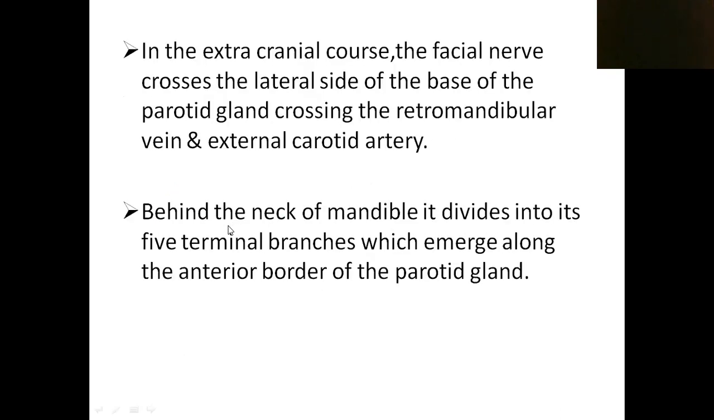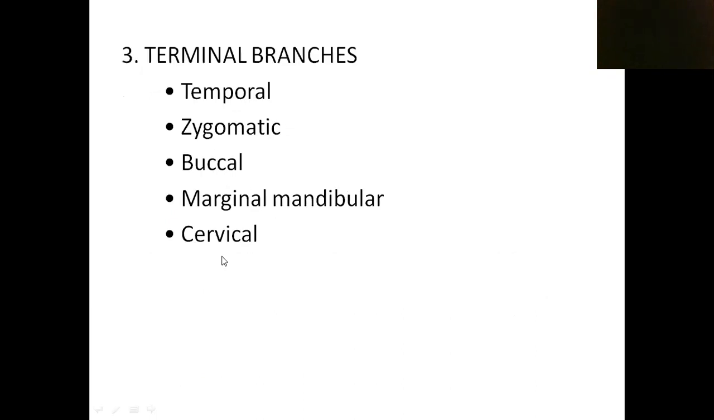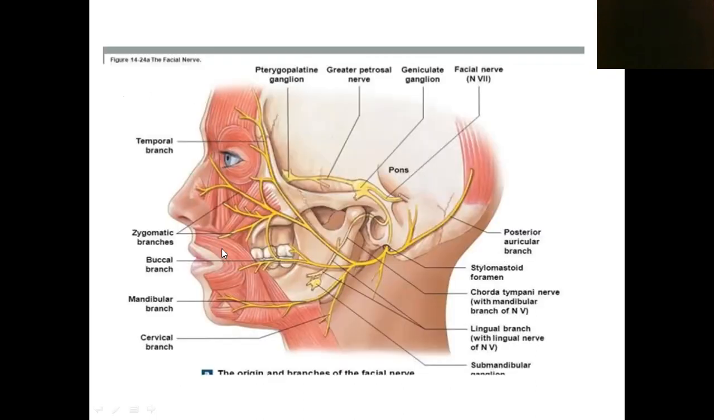So those are the details of the facial nerve. That's all about the facial nerve. Now, clinical anatomy. Any damage to the facial nerve leads to Bell's palsy, paralysis of one side of the facial muscles. That clinical condition is known as what? Bell's palsy. The remaining details you have to read from your textbook.